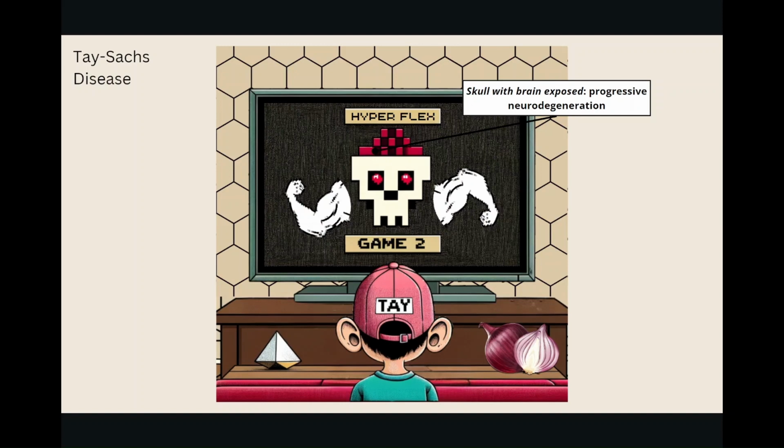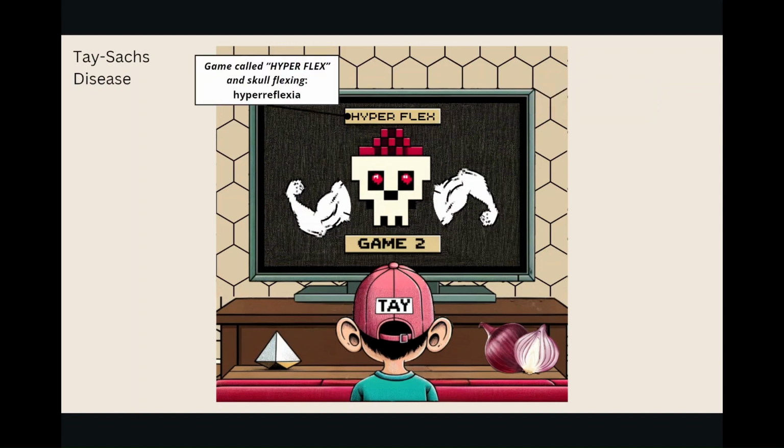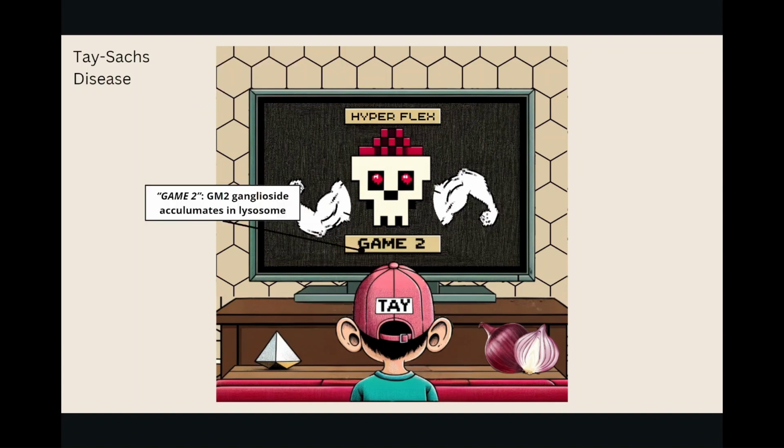Also, look at the skull boss's bulky, flexed biceps. He's clearly been hitting the gym and getting his protein in. This, along with the game's name Hyperflex, should help you remember that Tay-Sachs patients have hyperreflexia. Now, let's move on to biochemistry. At the bottom of the screen, we can see that Tay is on his second life in the game, hence Game 2. This should help you remember that GM2 ganglioside is the substrate that accumulates.